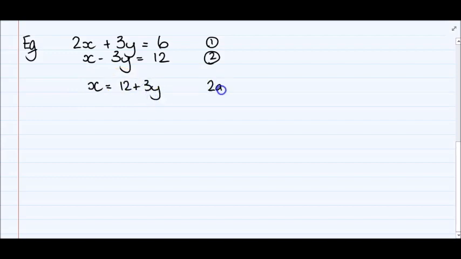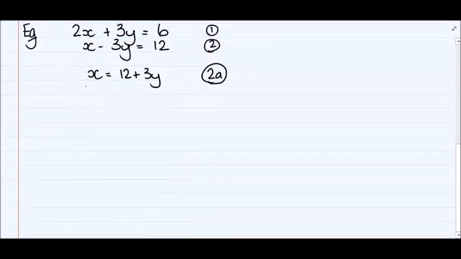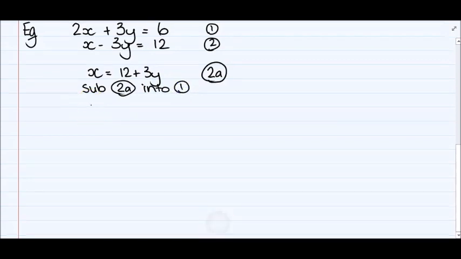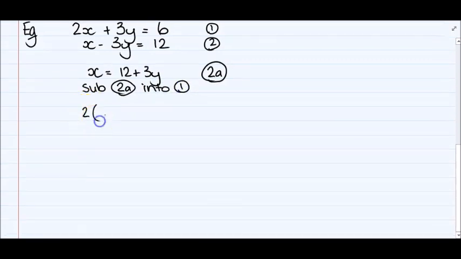Now, you need to relabel this. I call it 2a. You could call it 3 if you want. I like to call it 2a because it tells me that I've modified this one from previously. But again, it's up to you. Now what I'm going to do is I'm going to sub 2a into 1. Okay. Once again, every time I see an x, I'm going to put 12 plus 3y instead. Then all I do is I expand, collect like terms, and solve.